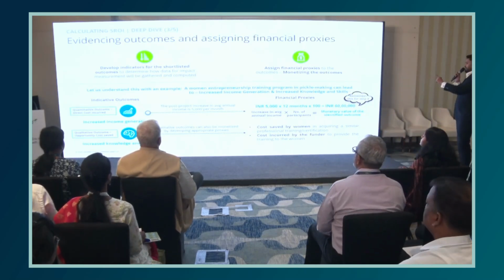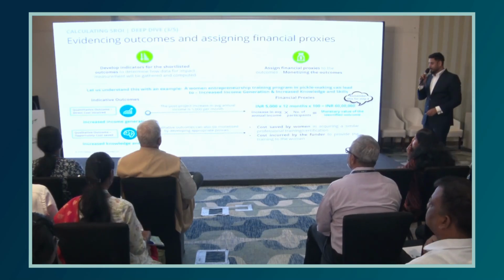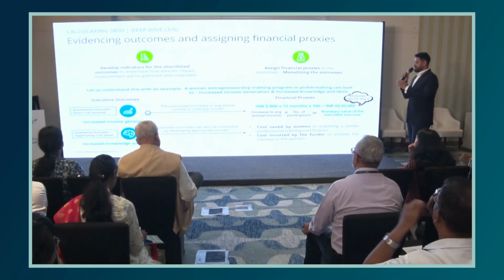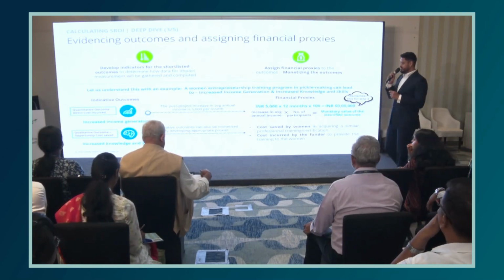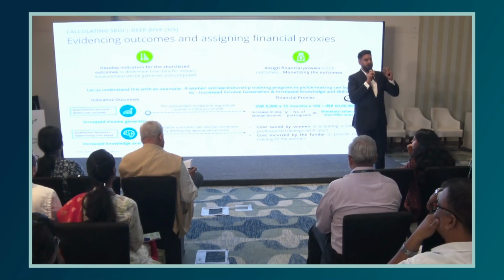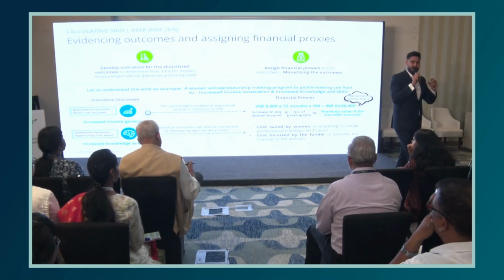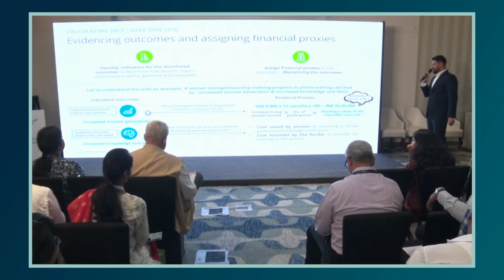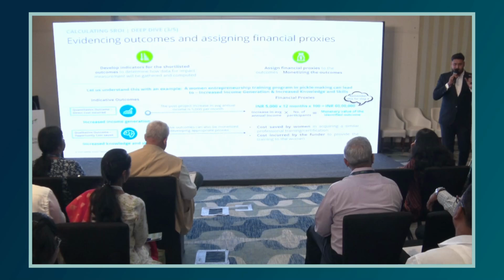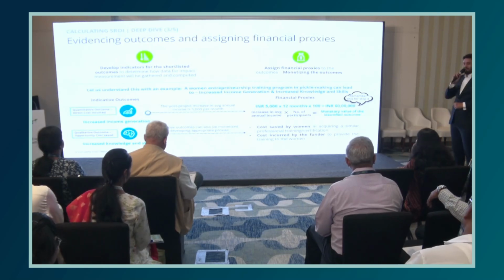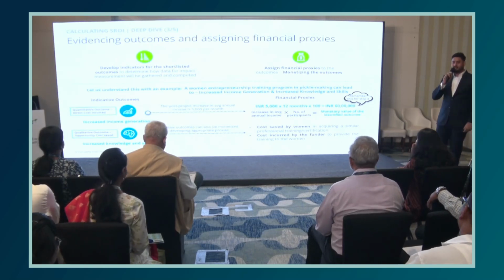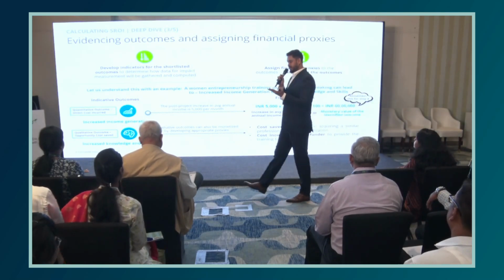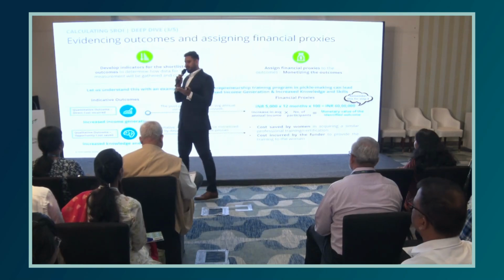So if we look at one outcome, which is increased income, we are looking at it in terms of when the project ends, it is successful in increasing the income to the tune of 5,000 INR per month per beneficiary. So if you are to assign a financial proxy, it is measuring the outcome, which is increase in average annual income, calculating the number of participants. So 100 women, 5,000 rupees of income per month multiplied by 12 months. We can do the math.